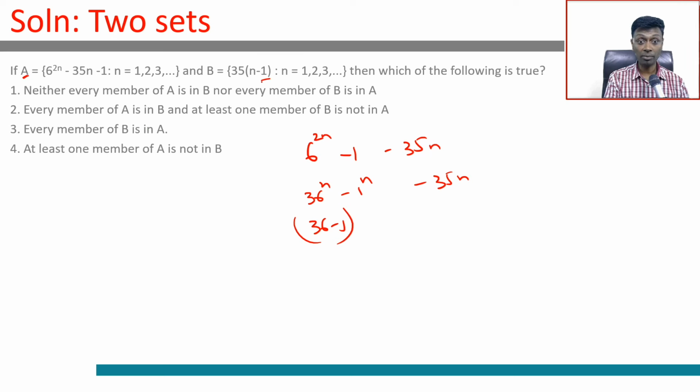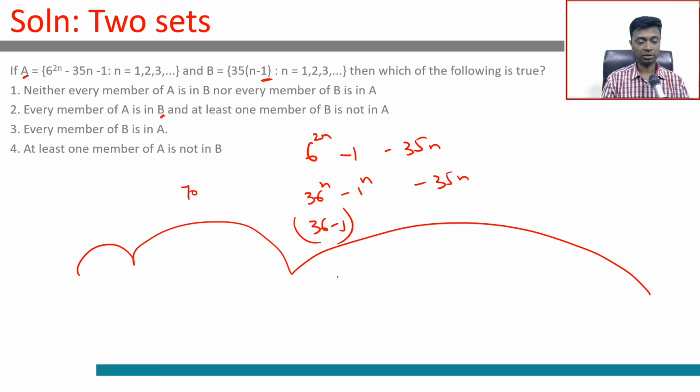B lists all multiples of 35, including 0. So every element of A is in B. And at least one member of B is not in A. 70 is not in A. 105, not in A. A jumps across multiples of 35.